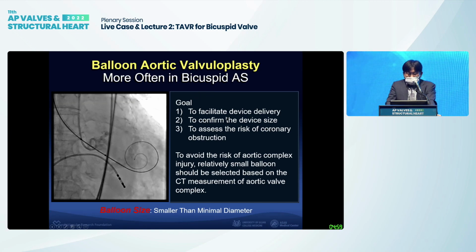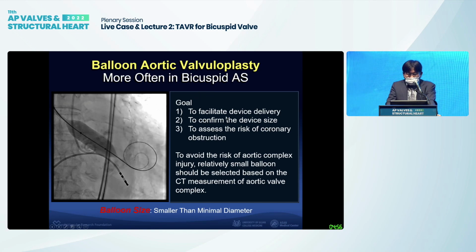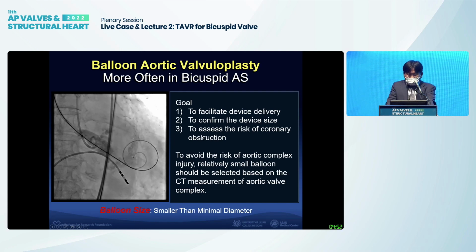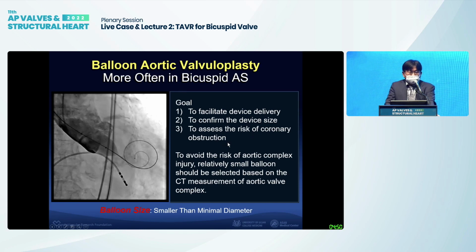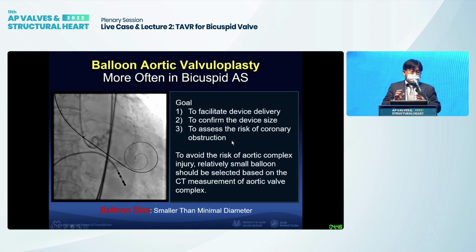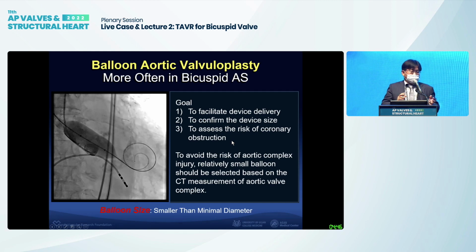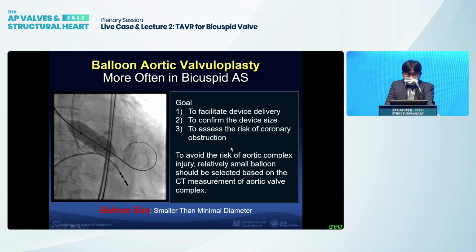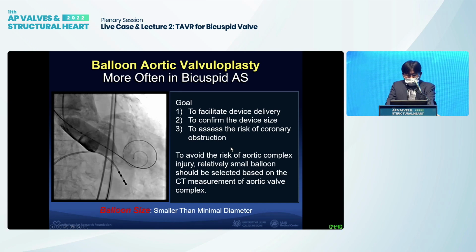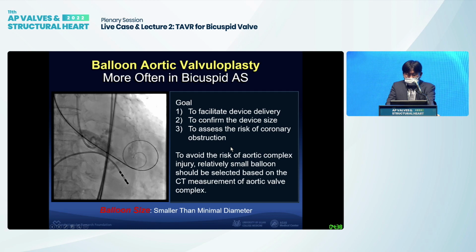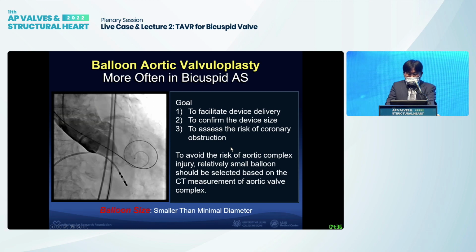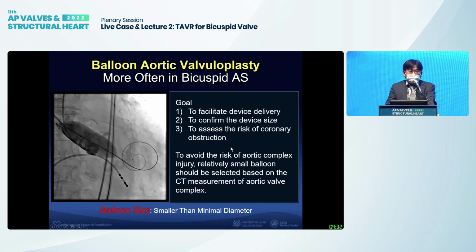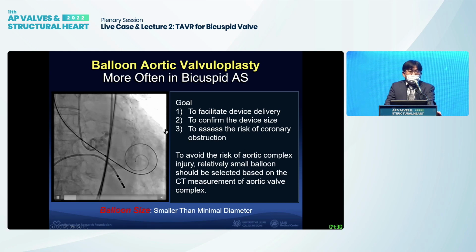The first goal is to facilitate device delivery, and the second goal is device sizing, as in Dr. Wang's case, and to assess the risk of coronary obstruction, particularly in case of chunky calcification around the left coronary and right coronary ostium. But we have to know that to avoid the risk of aortic complex injury, a relatively small balloon should be selected based on the CT measurement. So balloon size should be smaller than the minimal diameter of the annulus based on the CT.